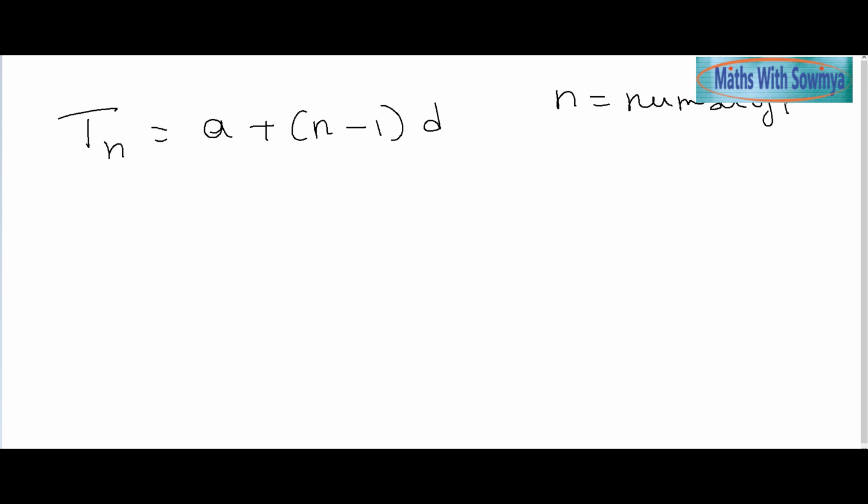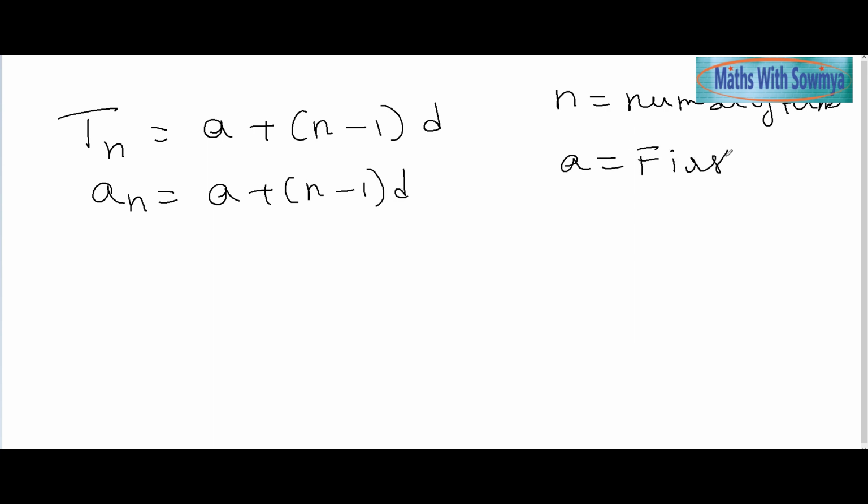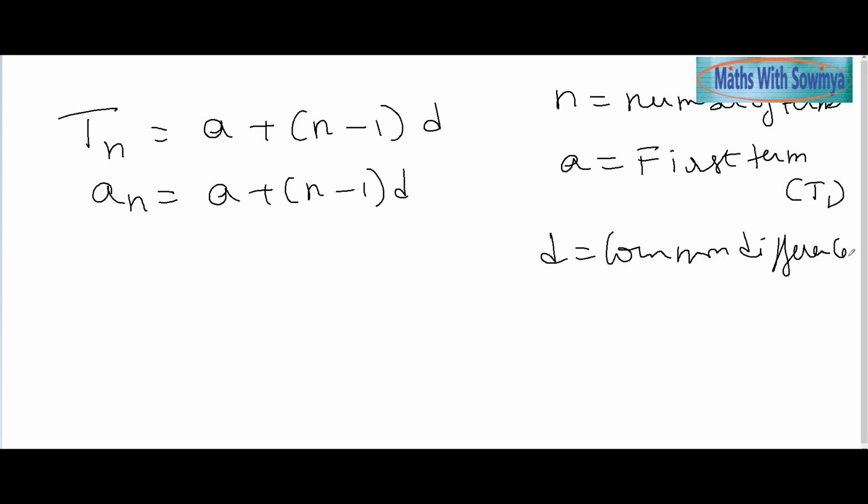We have some formulas here. Tn, to find a particular term, is A plus n minus 1 into D, where n is nothing but the number of terms. You can say an also. In some textbooks they give an, where A is the first term, which is nothing but T1, and D is nothing but the common difference. If I want to find T2, in the place of n you write 2 minus 1 into D. T2 is nothing but A plus D.